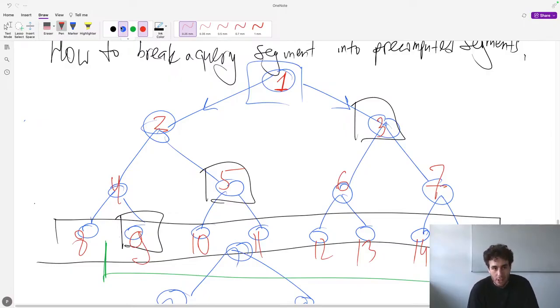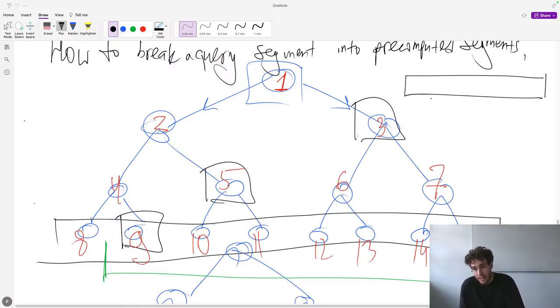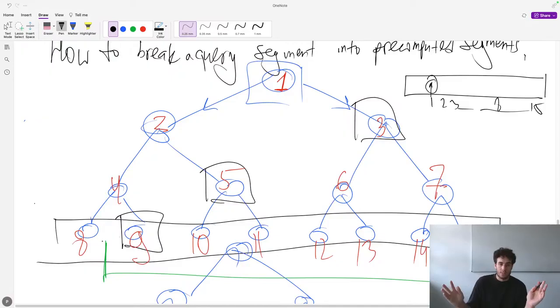Say I want to store minima on segments. So I decompose my thing into segments. For each segment, I want to store the minimum. Then I'm going to have an array that has elements 1, 2, 3, and so on, 15. And for every vertex, I'm going to store the minimum on this segment. So in position 1, I'm going to store the minimum on the whole tree. In position 8, I'm going to store the first position of my array and so on.